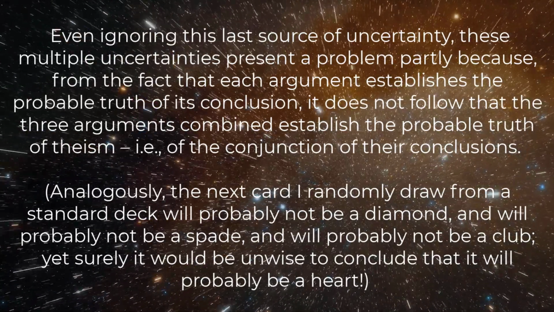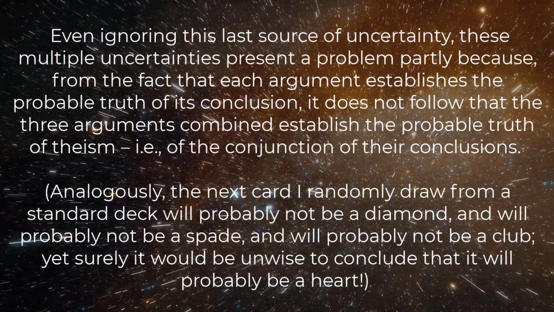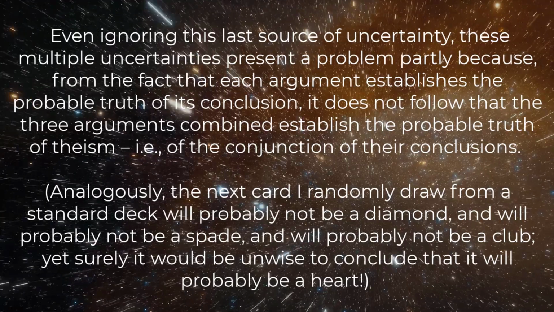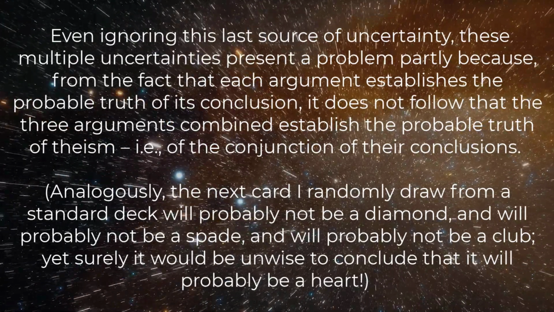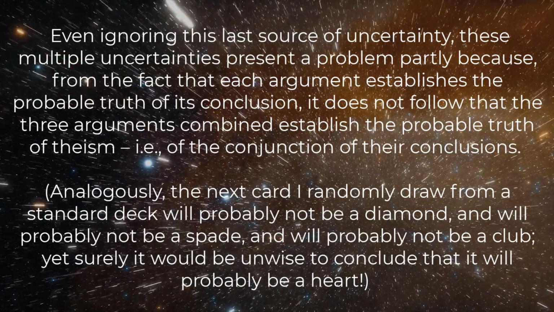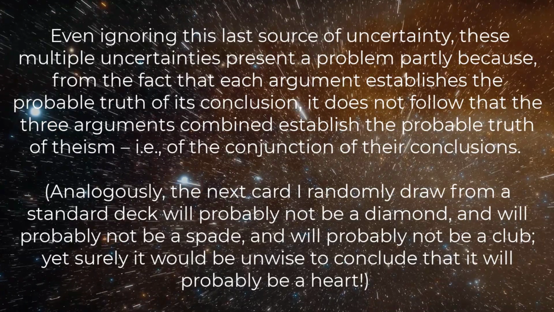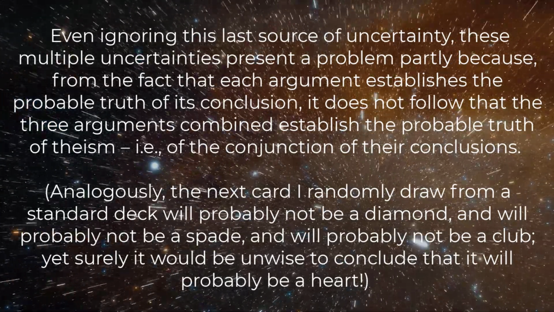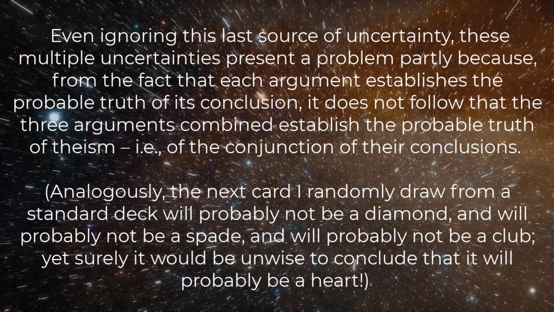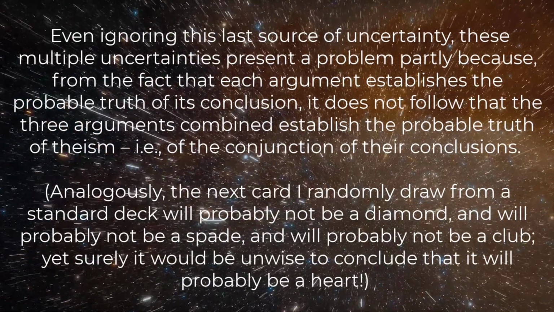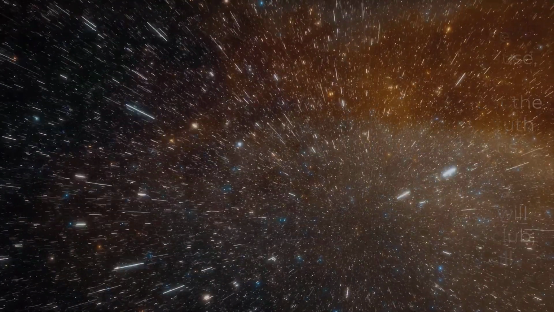Even ignoring the last sorts of uncertainty, these multiple uncertainties present a problem partially because from the fact that each argument establishes the probable truth of its conclusion, it does not follow that the three arguments combined establish the probable truth of theism, i.e., of the conjunction of their conclusions. As an analogy, the next card I randomly draw from a standard deck will probably not be a diamond, and will probably not be a spade, and will probably not be a club. Yet surely it would be unwise to conclude that it will probably be a heart.